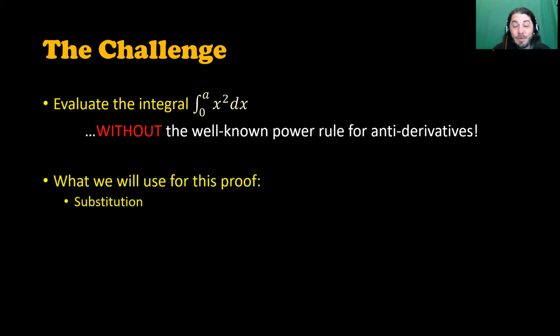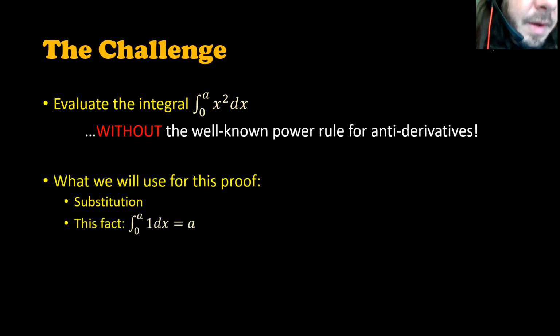Substitution. So we're going to use a heaping helping of substitution to change this into an integral that is easy to do. And then we're going to use this fact that if you integrate the function 1 from 0 to some number a, then you just get a, right? It's a rectangle with a height of 1 and a base of a, which has an area of a. All right, so how's this going to work?